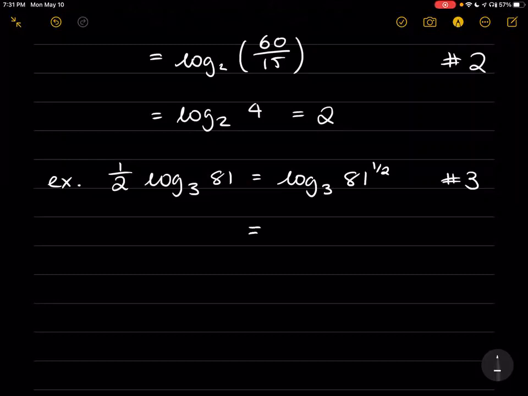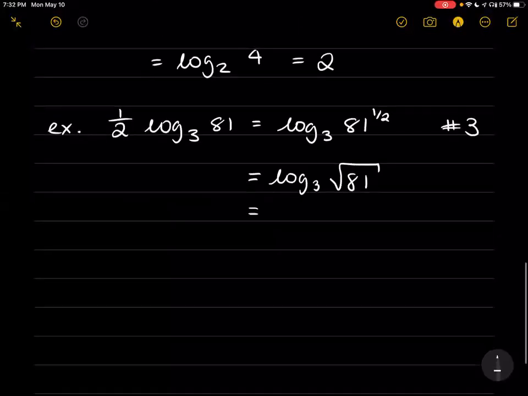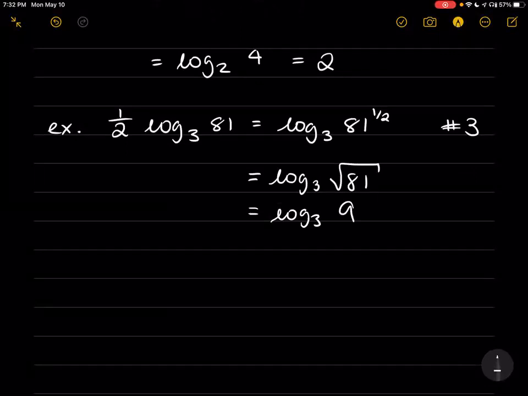And the reason I did that is because the 1/2 power is just square root, and I know what the square root of 81 is. Square root of 81 is 9. Now, looking at log base 3 of 9, I can tell you that is 2, because 3 squared is 9. Okay, cool.